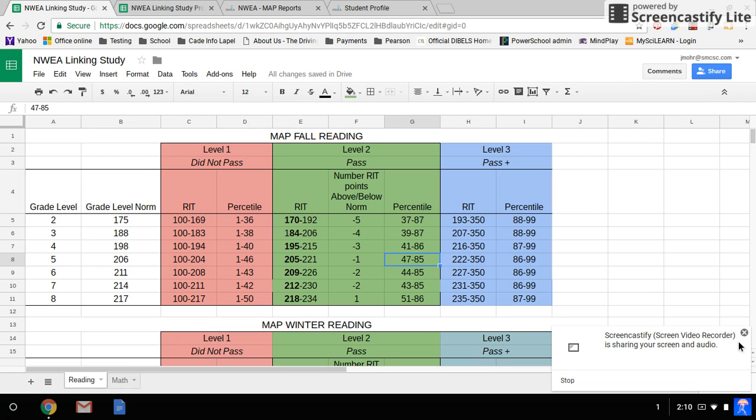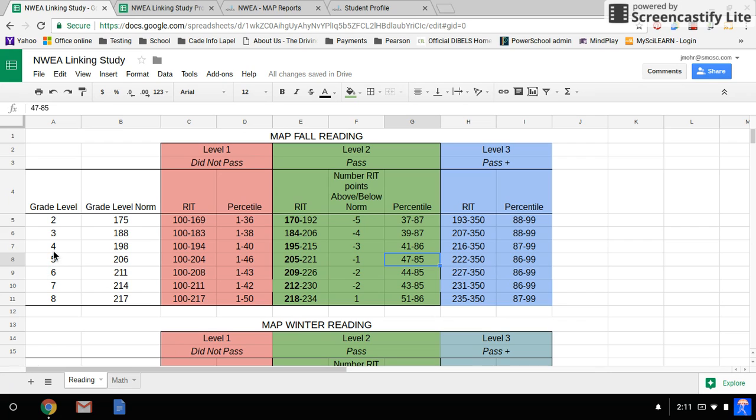If you look at this first chart, this one is for the fall of reading. It gives the grade level norm, and then it shows how NWEA divided RITs into 3 different categories: a level 1, a level 2, a level 3, which equals a did not pass, a pass, and pass plus on ISTEP.